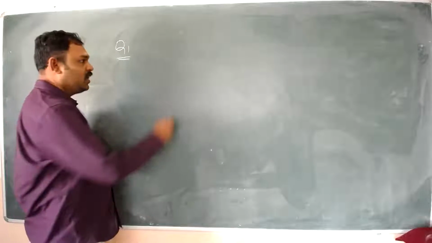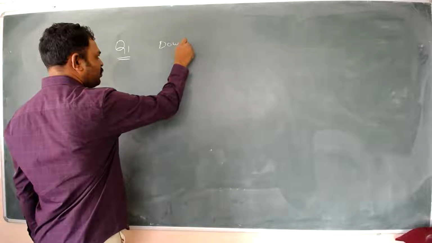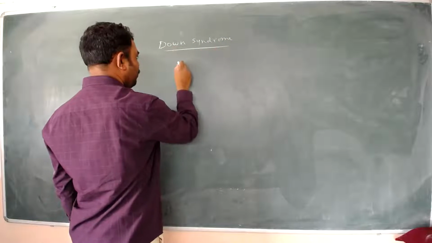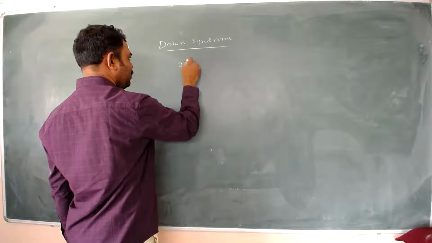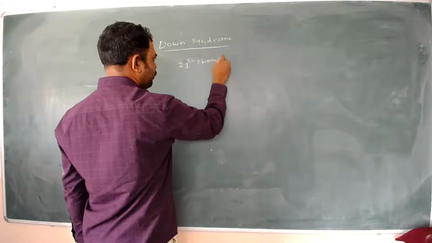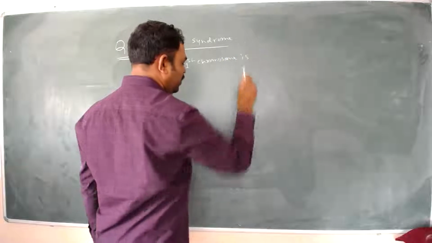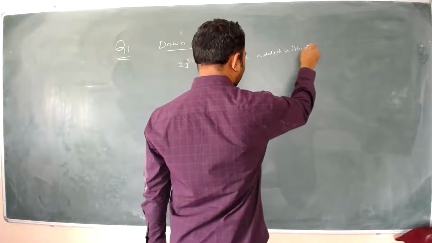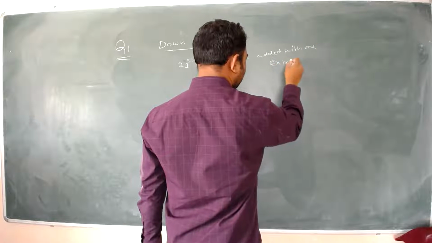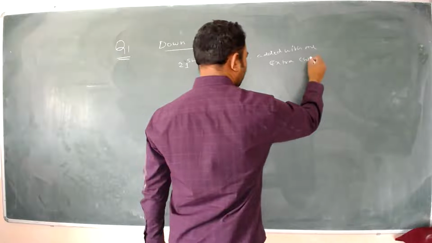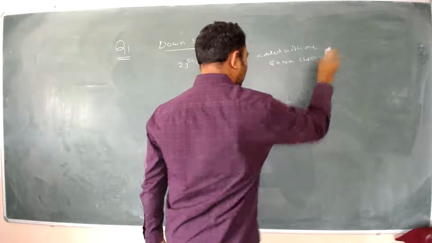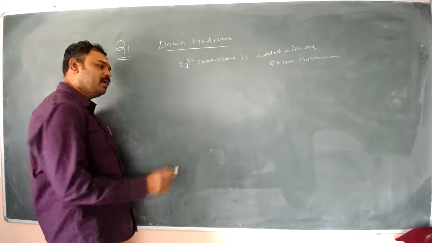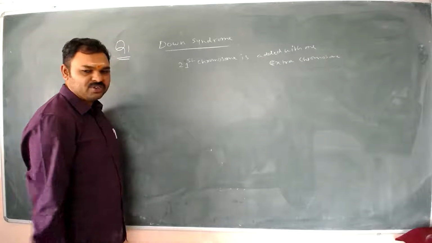This is relevant to Down syndrome. In Down syndrome, the 21st chromosome is added with one extra chromosome. That is called Down syndrome. The question given is: the mother was affected with Down syndrome.